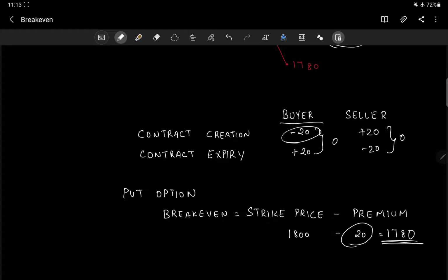So in a put option, break even is equal to strike price minus premium. In our case, 1800 minus 20, which is 1780. I believe that the concept of break even is clear to all of you.